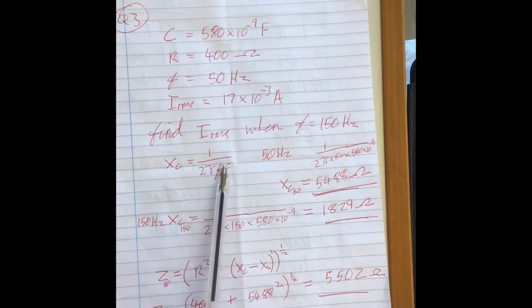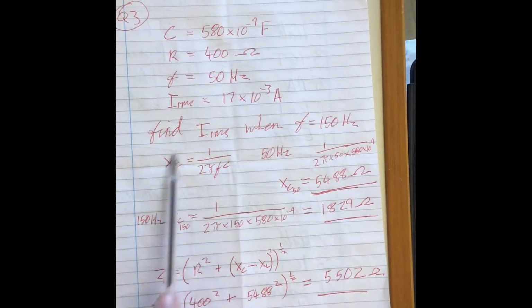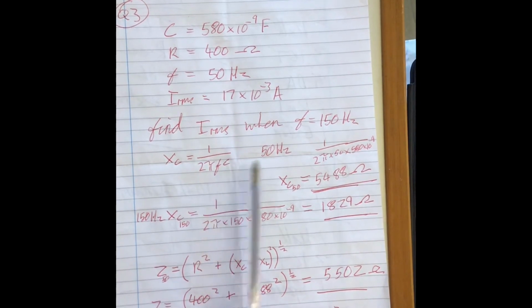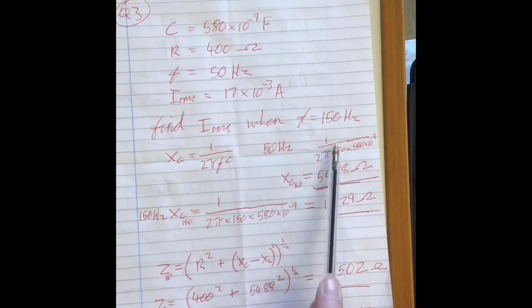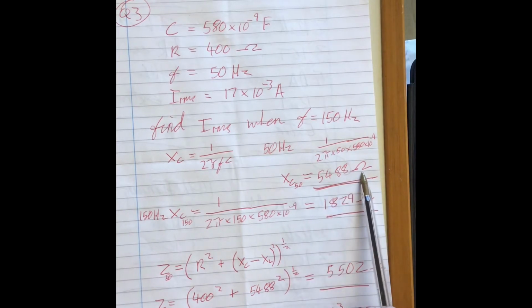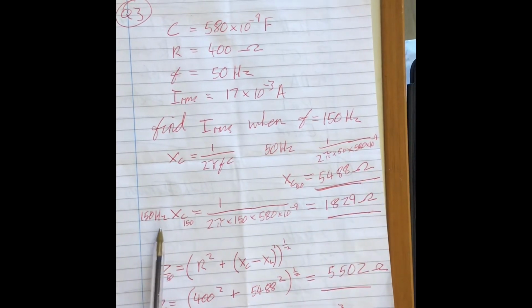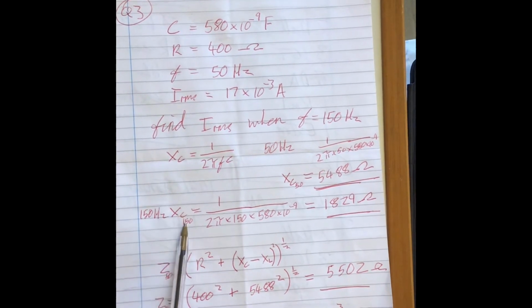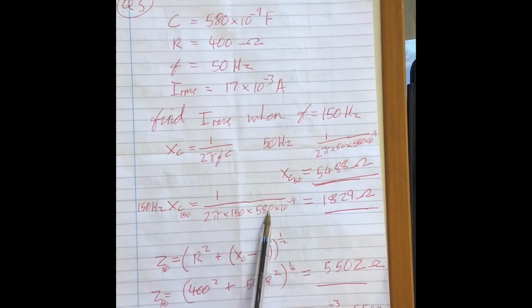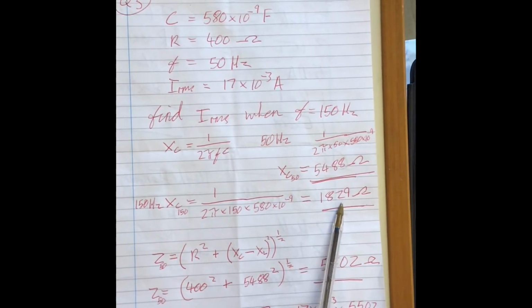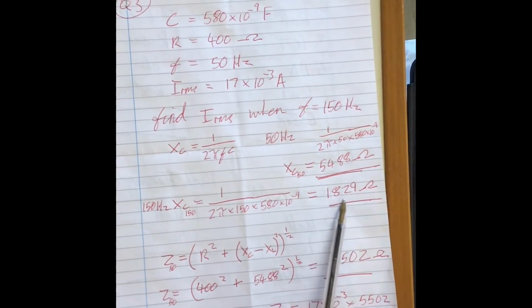So first thing I do is work out, using my XC equals 1 over 2 pi fC formula, the capacitive reactance for 50 Hertz. So 1 over 2 pi times 50 times the value of the capacitor gives me 5,488 ohms. Then the next thing I did, because I was pretty sure I was going to need it at some point in the question, is the capacitive reactance for 150 Hertz: 1 over 2 pi times 150 times 580 times 10 to the minus 9 for the capacitance, which gives me a capacitive reactance at 150 Hertz of 1,829 ohms.